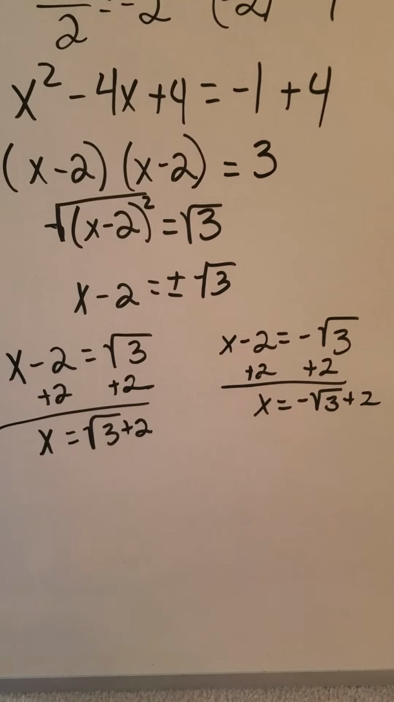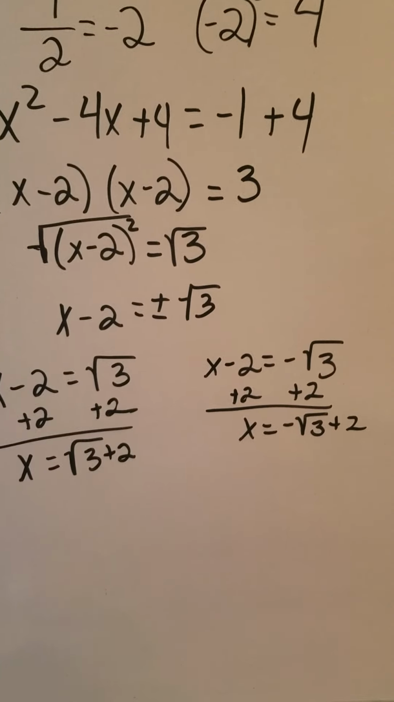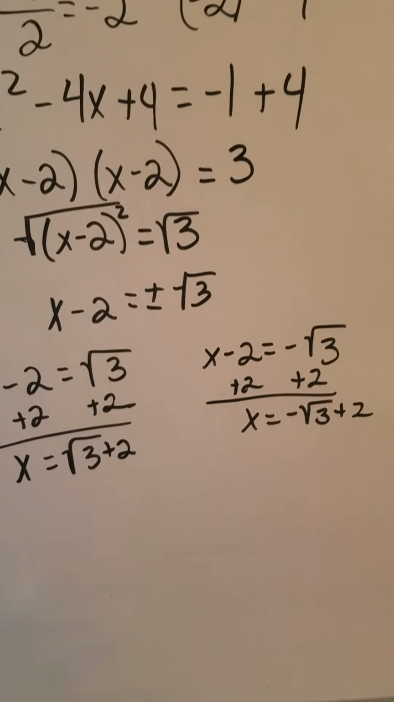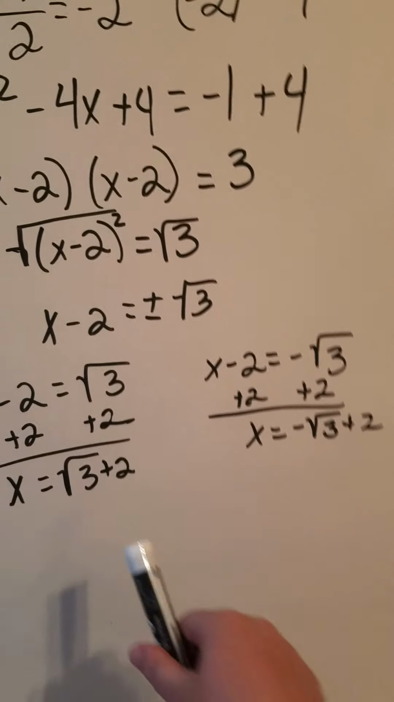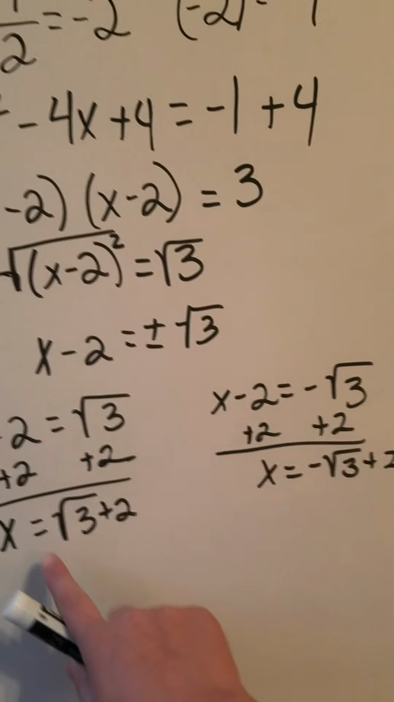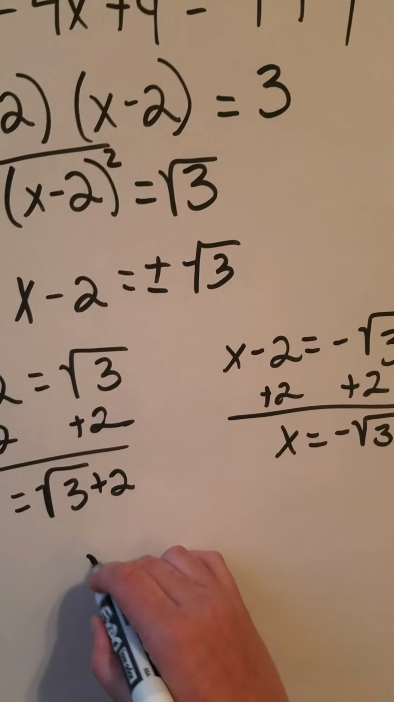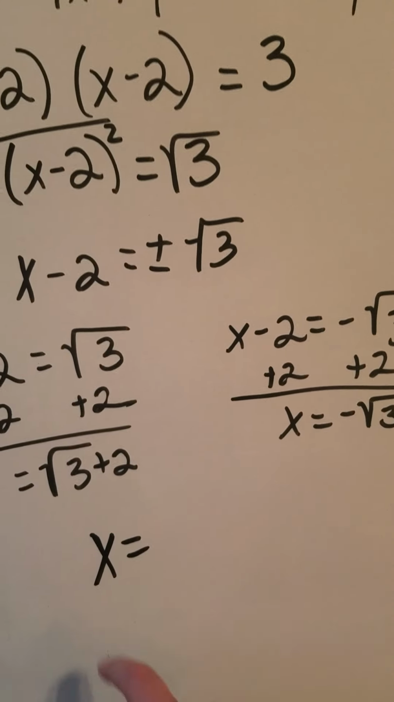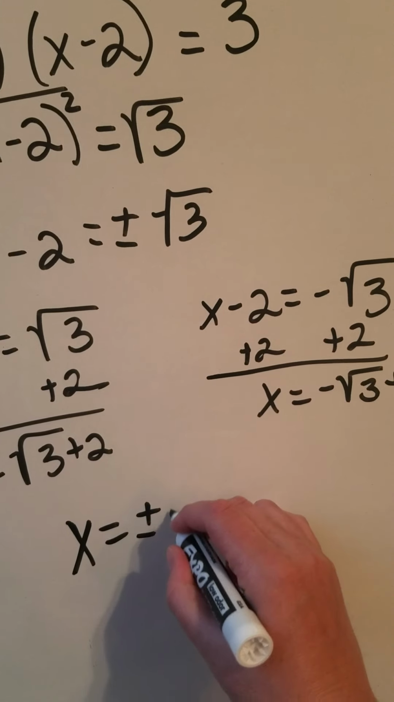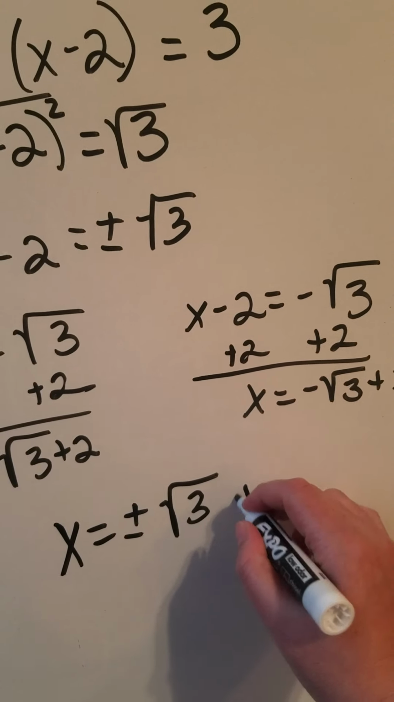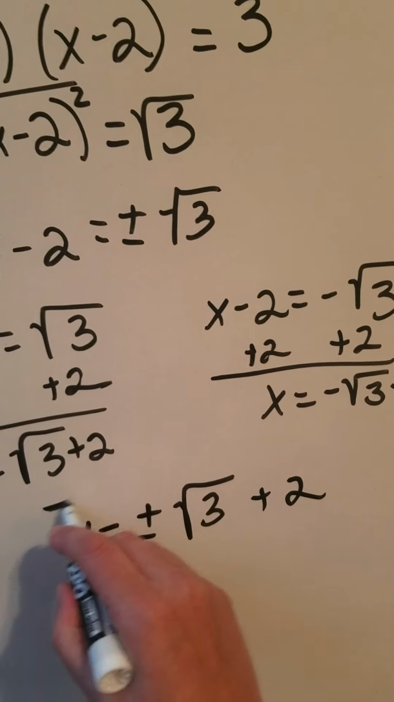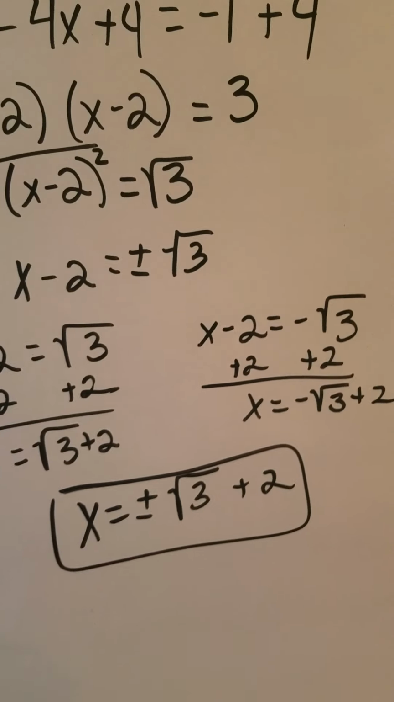Now, if you wanted to stop there, you are perfectly fine to. If you wanted to go ahead and combine these answers, you can do that because they're basically the same except for this one's positive, this one's negative, just as we've seen before. We can go ahead and write our final answer as positive negative square root of 3 plus 2. And that's it.